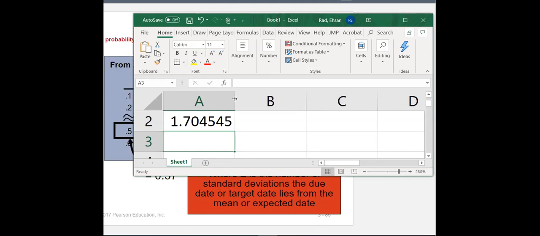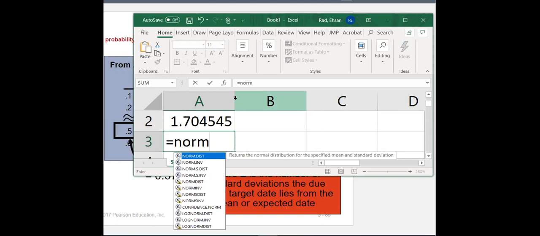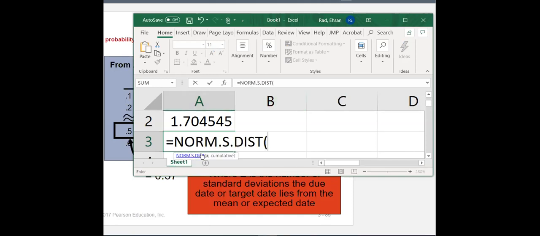So what is 1.7? 1.7 is your z value, right? Now, what's the next step? Yes, Kevin. The next step is to calculate the norm.dist of this z value.